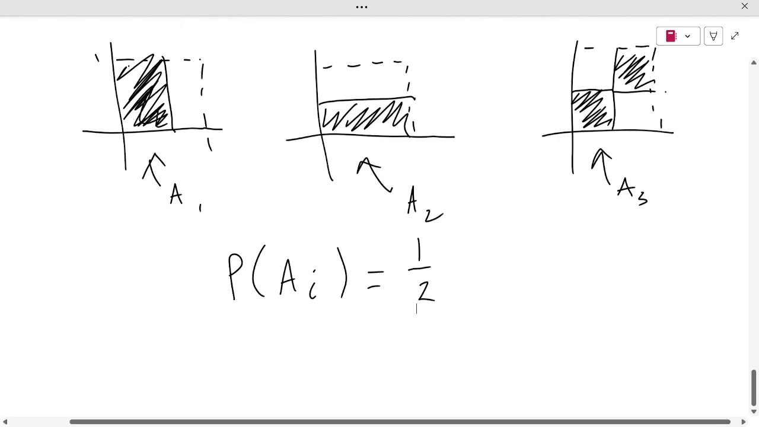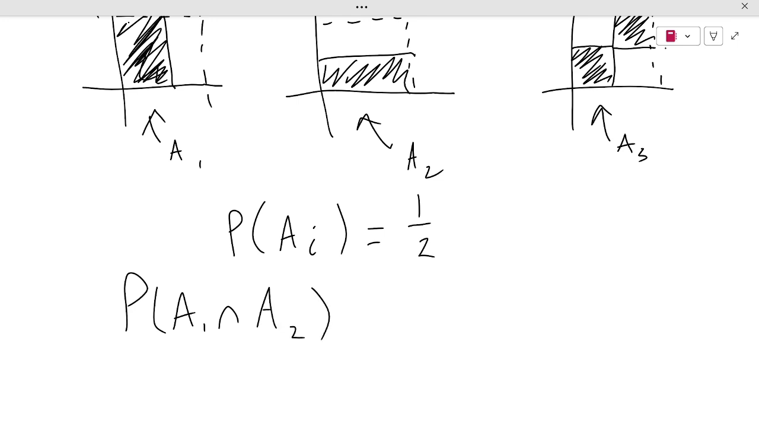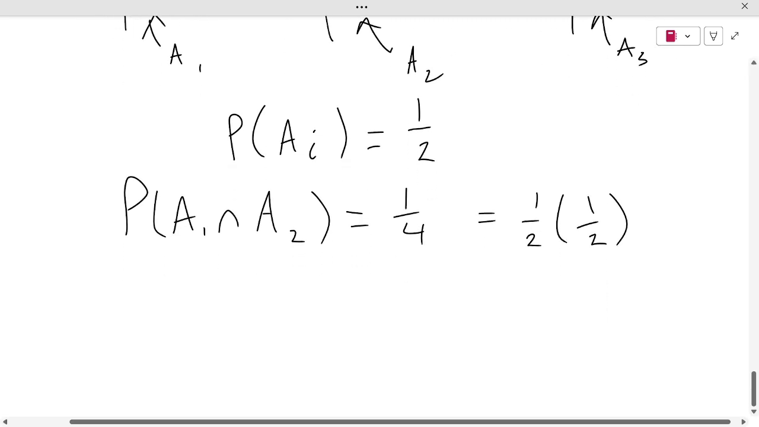Okay, now let's do some work with independence. So if we say that the probability, let's take two events. How about A1 and A2? We're going to find the intersection. Well, the intersection is that little square in the bottom right half. So that's going to be 1/4, right? And these are independent because we know that for each individual event, the probability is 1/2. So this is also equal to 1/2 times 1/2. So these are pairwise independent. In fact, we can say that any two combinations of these events are pairwise independent.